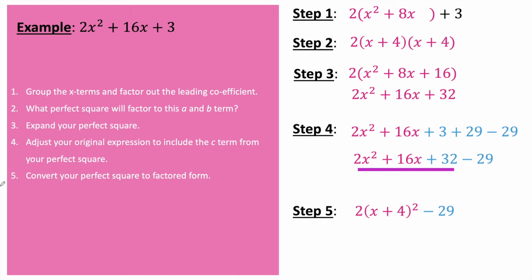I just put a purple line to identify the part of my original expression that includes the perfect square. It's exactly the same as the standard form of our perfect square that we found in step 3, which we found by expanding our perfect square in step 2. So we have a final answer of 2 times x plus 4 squared minus 29. It's okay if that felt a little tricky. Let's try another example.